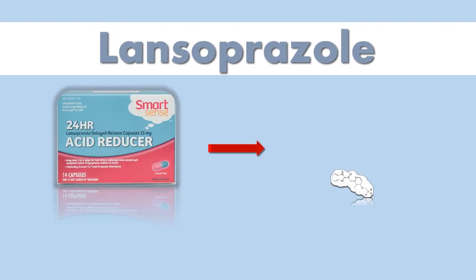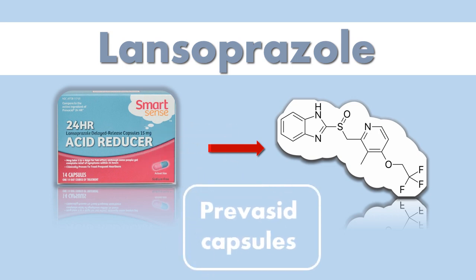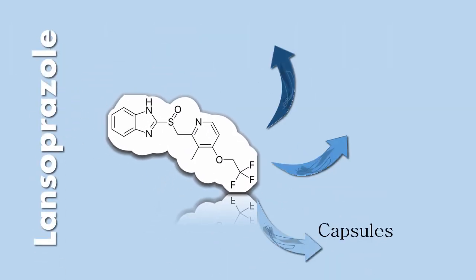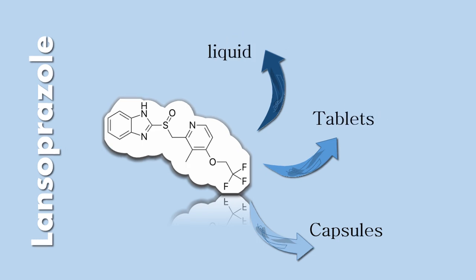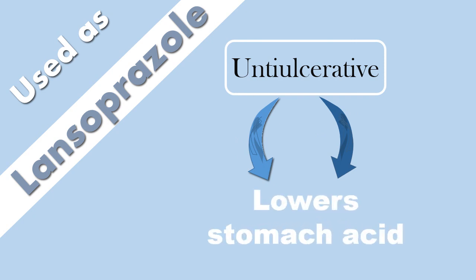Lansoprazole, also called by brand names such as Zotone Fast Tabs, Pervisit Capsules, and many other brand names. This drug is available as capsules, tablets, as well as liquid form. Lansoprazole is used as anti-ulcerative because it reduces the amount of acid the stomach makes.